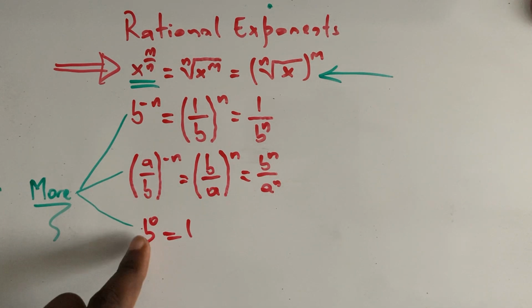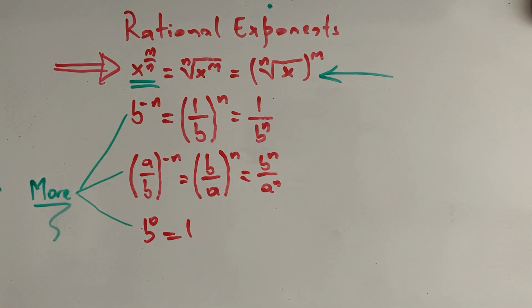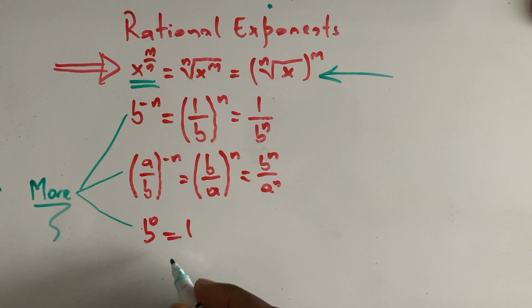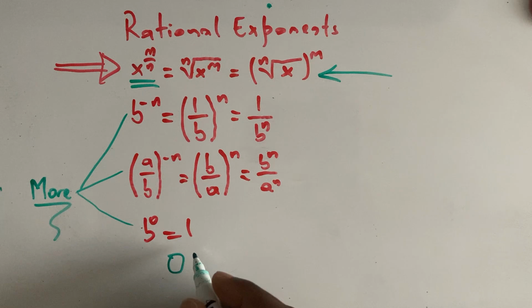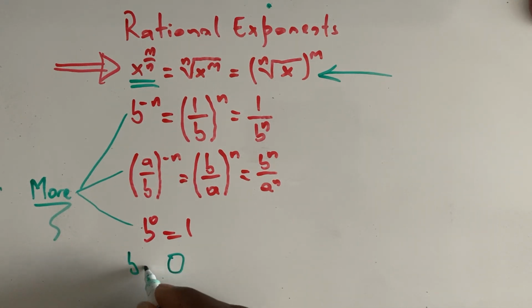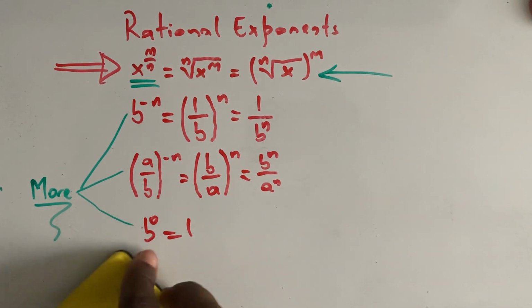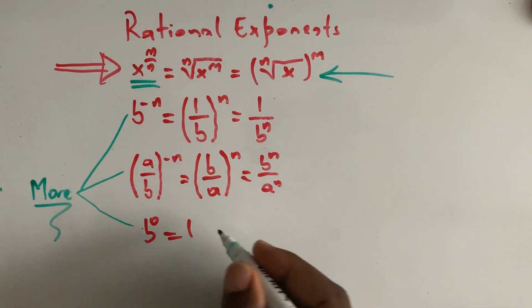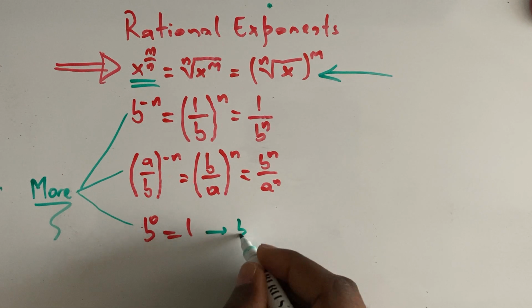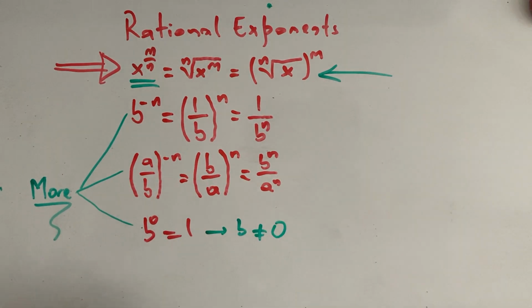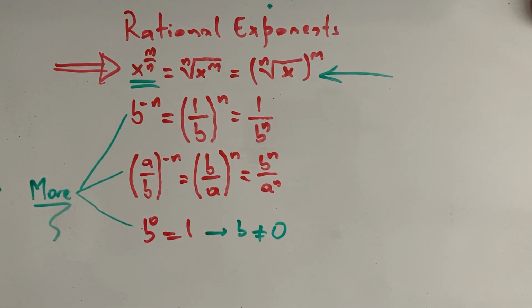Anything raised to the power of 0 is 1. I have to make an exception here, except 0 to the power of 0. So assuming that b is not equal to 0, okay? Because when b is 0, the answer is indeterminate. It's not 1, okay? So remember that.